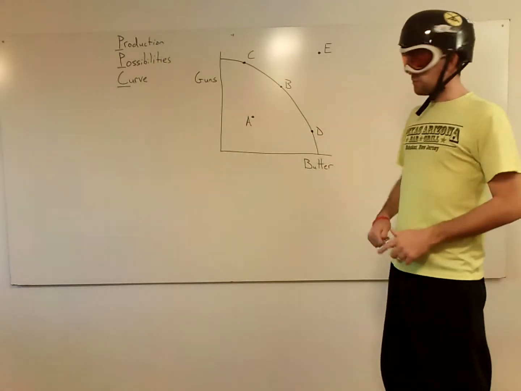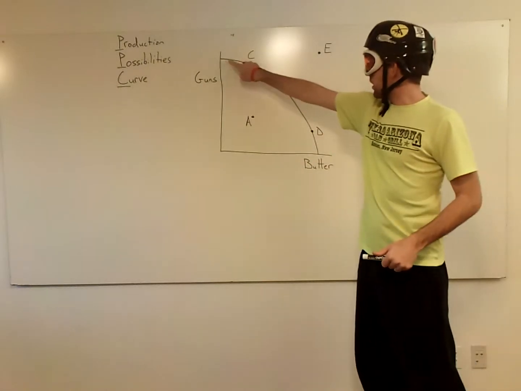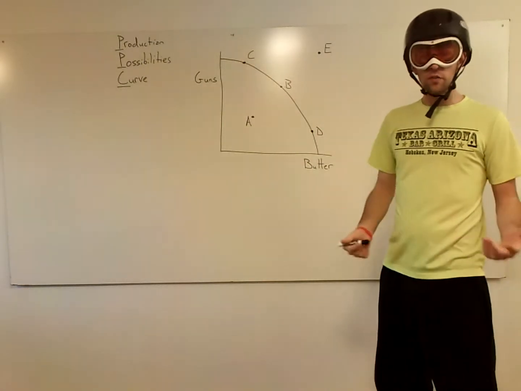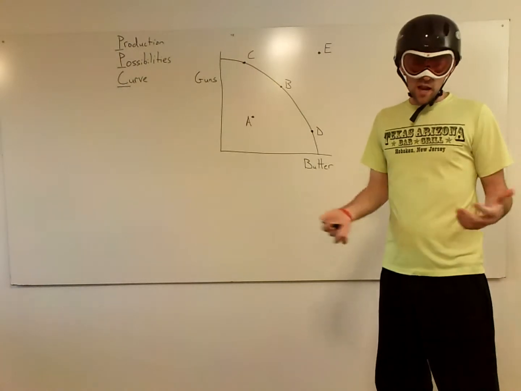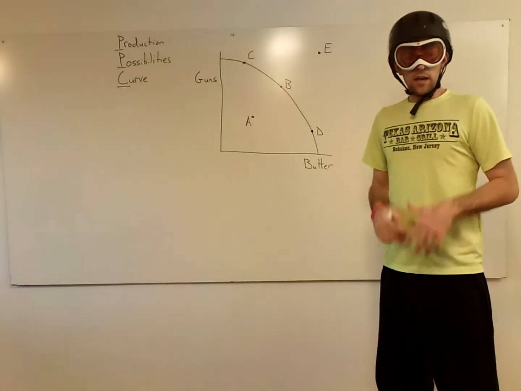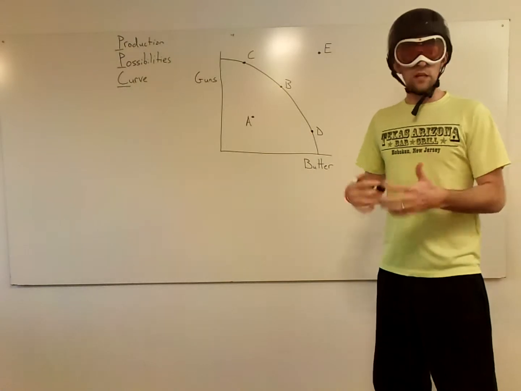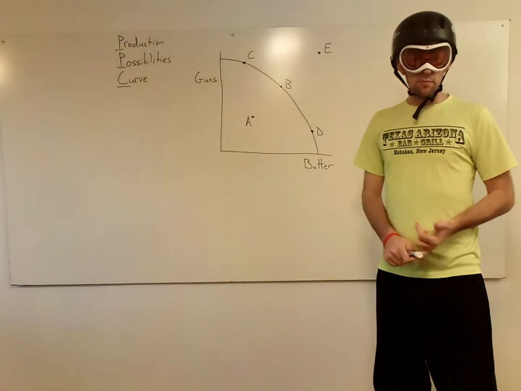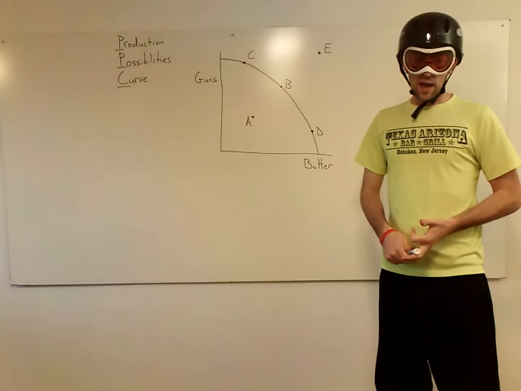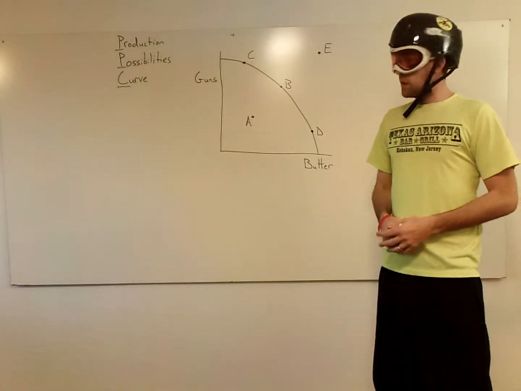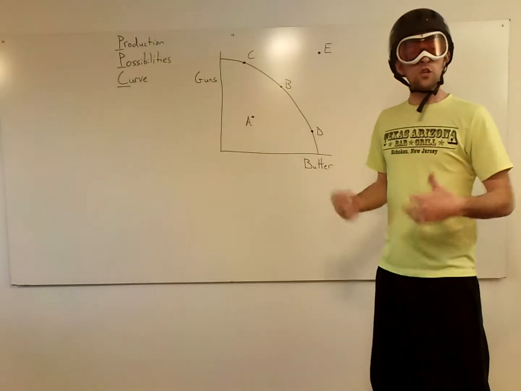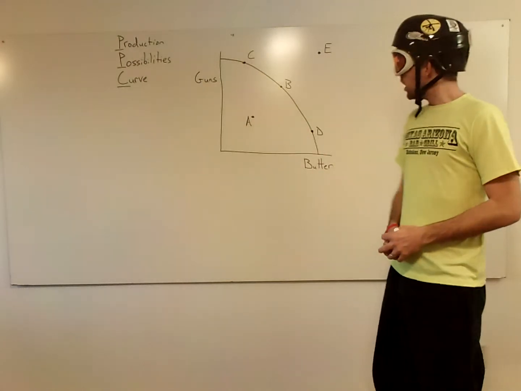So this is a production possibilities curve. The curve itself has C, B, and D on it. All this curve tells us is how much an economy, a country, can produce with its given resources. So the amount of capital it has, the amount of labor it's got, the amount of land it's got. All those factors of production. So there's a limit to it. There's but so much you can do with the resources you have.